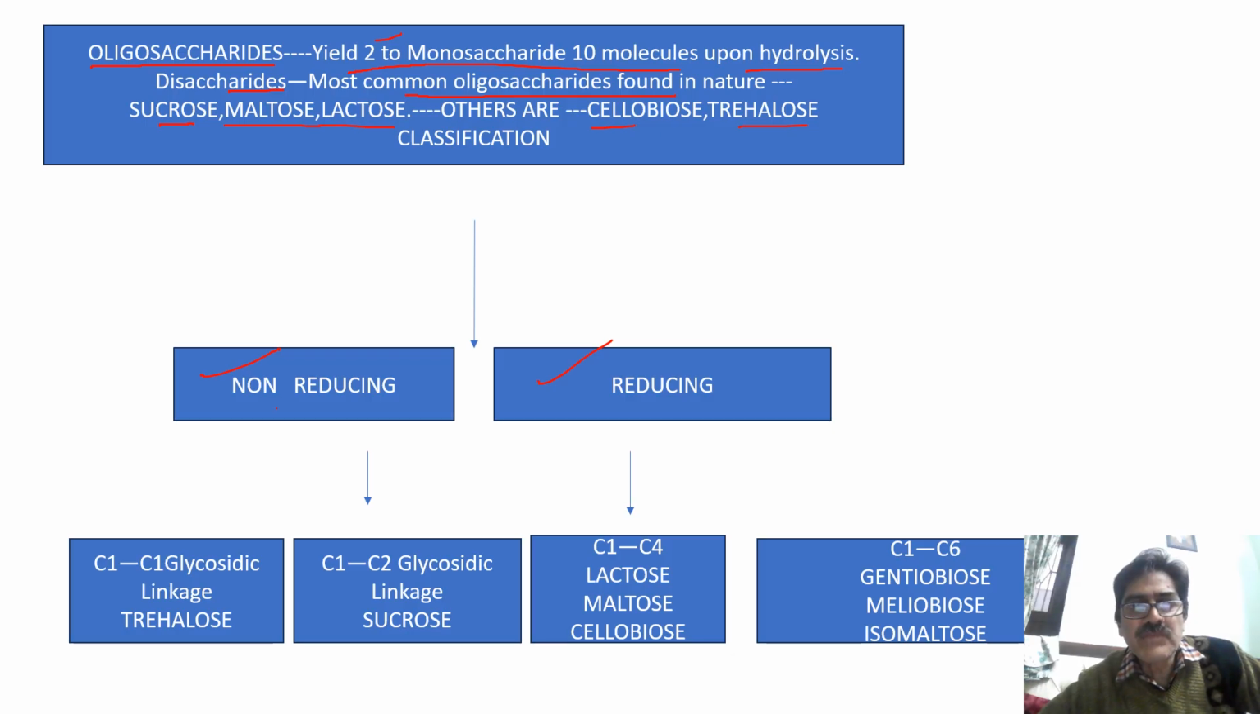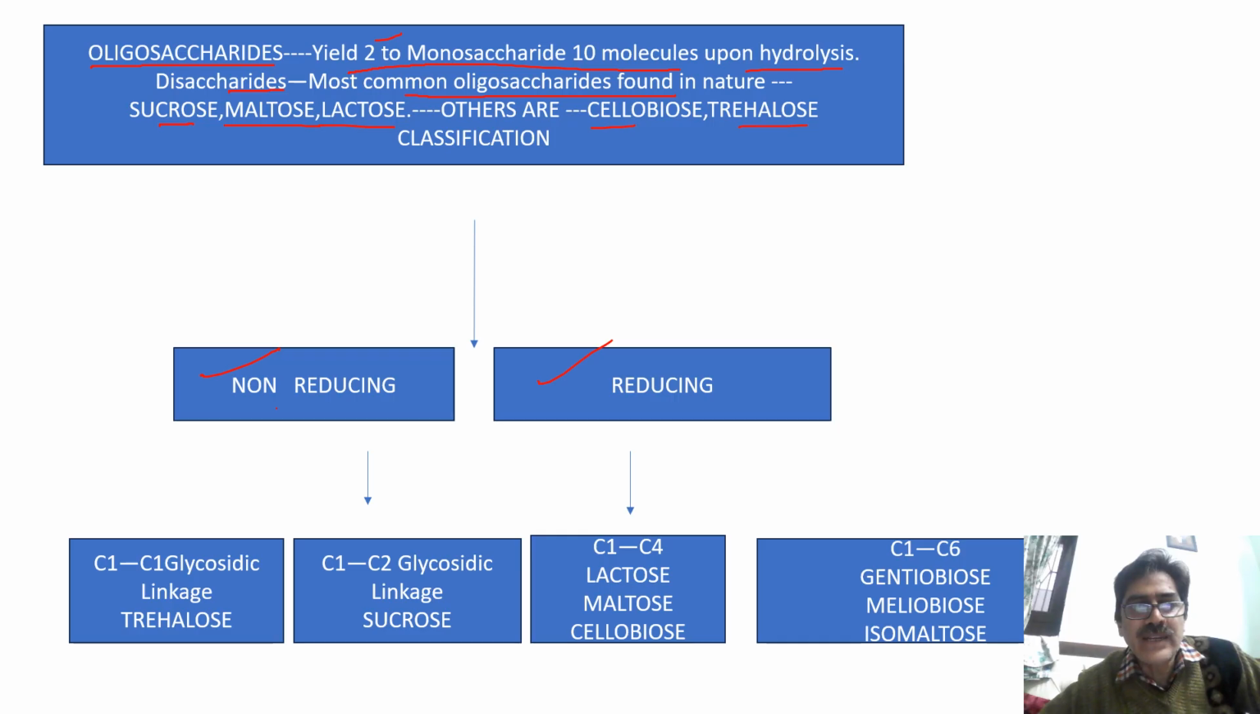Reducing disaccharides means those disaccharides or carbohydrates which can reduce Tollens reagent, which can reduce Fehling's solution, which can reduce Benedict's reagent. Non-reducing means which are incapable of reducing these very three reagents, that is Tollens reagent, Benedict's reagent and Fehling's solution. Now non-reducing and reducing can be further grouped into two classes on the basis of linkage.